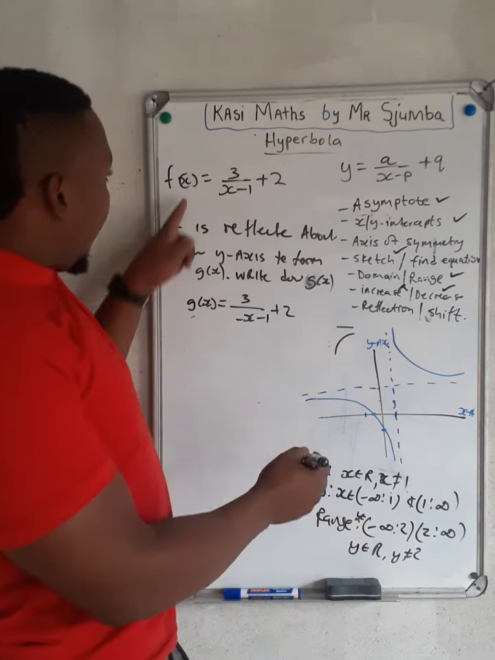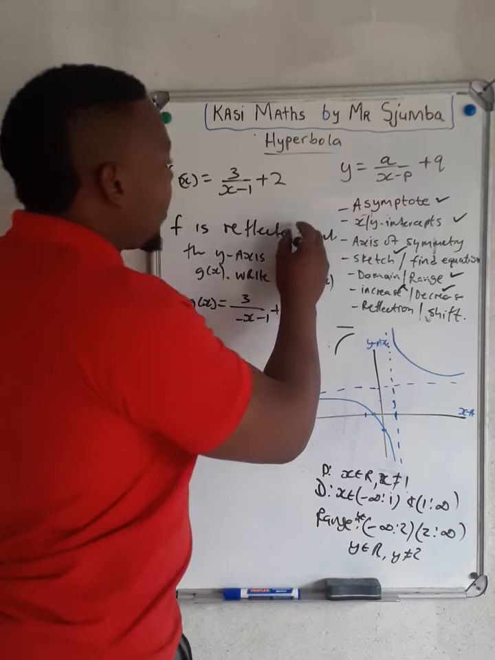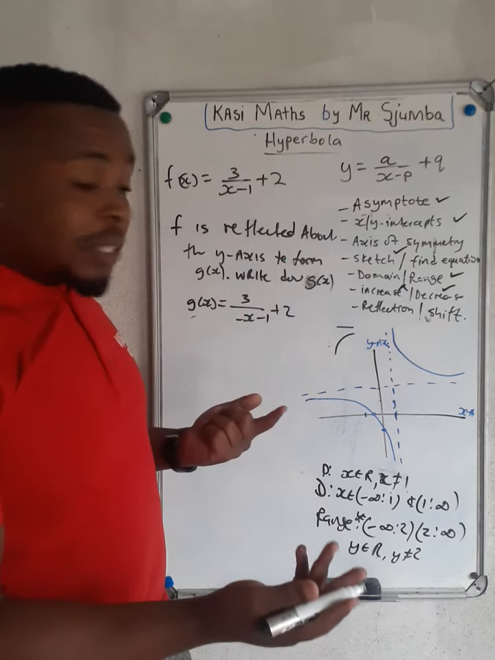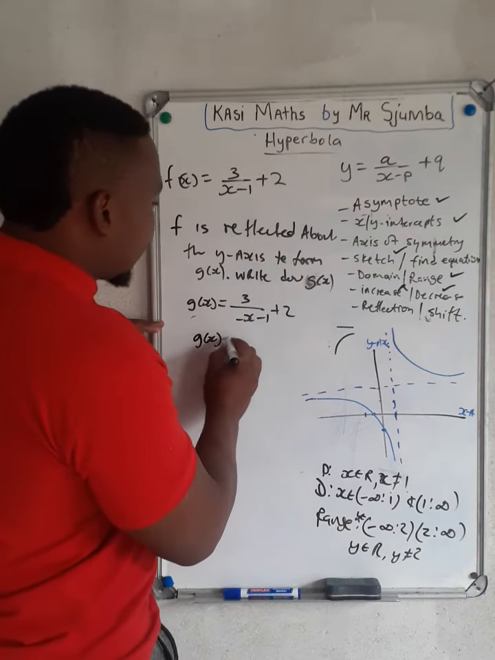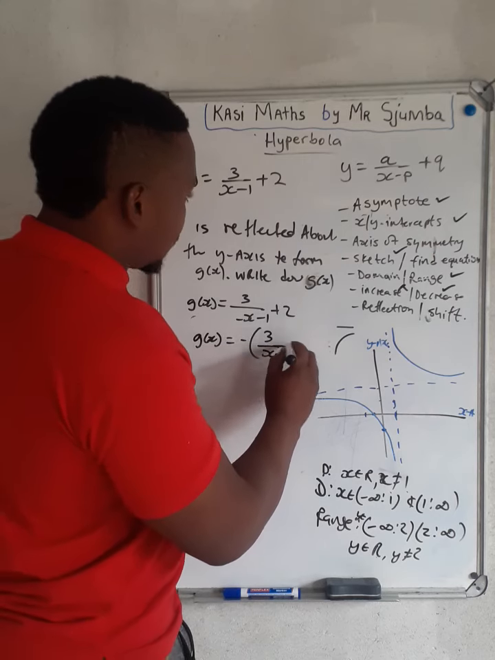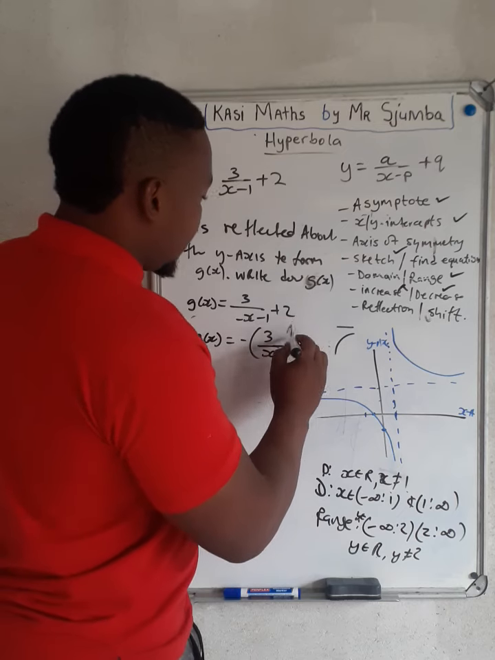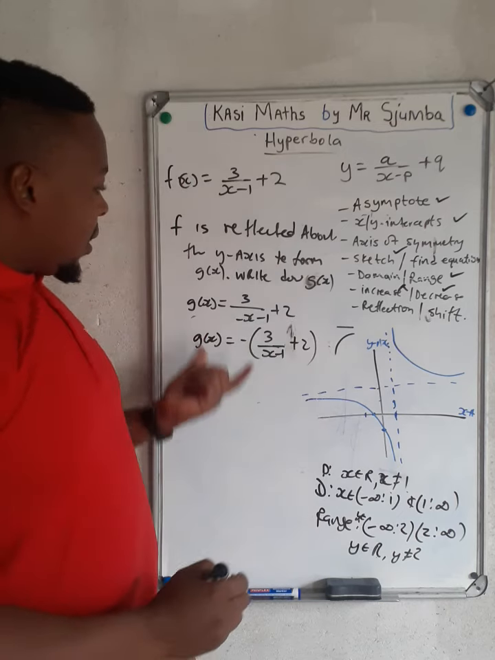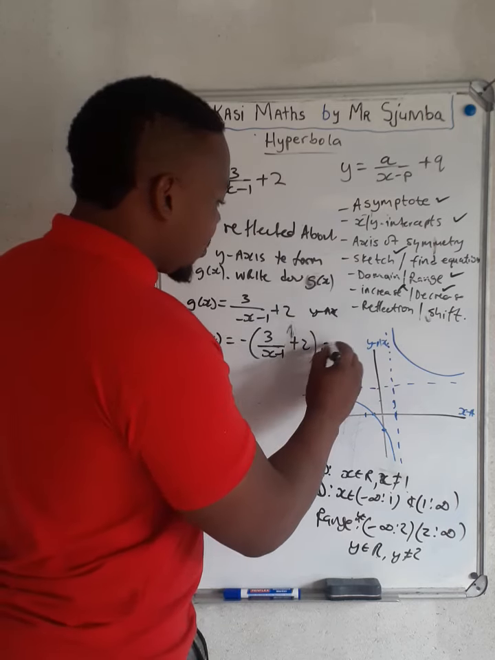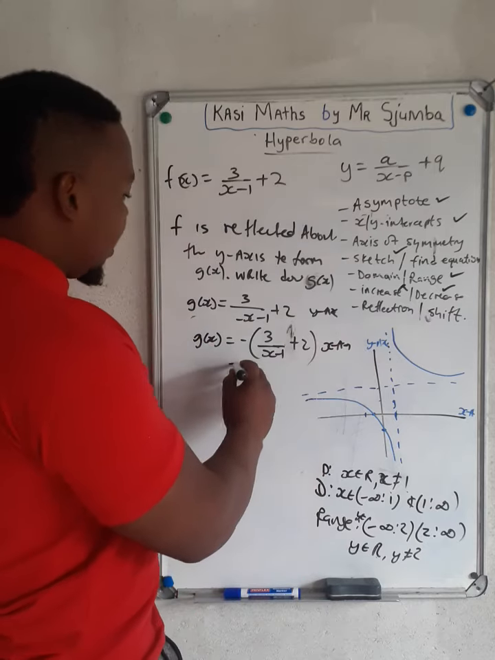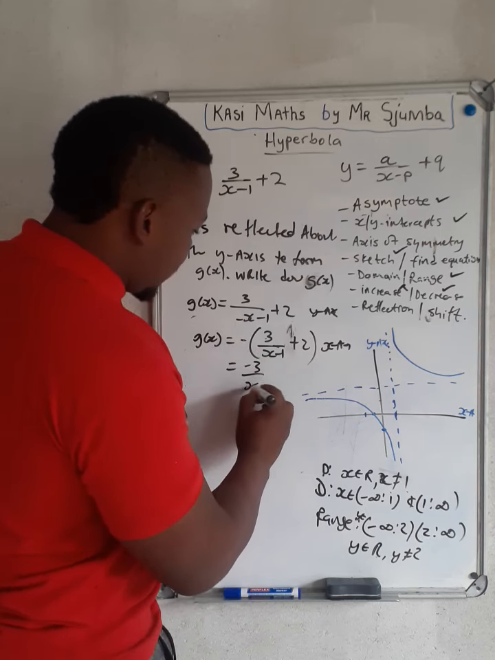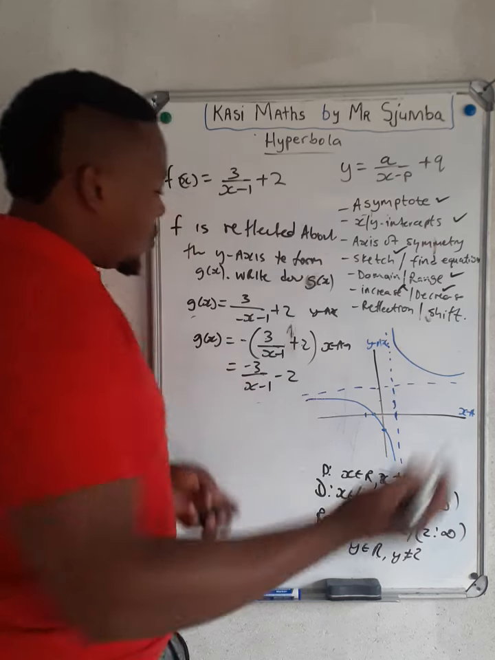But let's say f was reflected across the x-axis. Then g of x equals negative 3 over x minus 1, and then plus 2. Reflected across the y-axis, that is the answer. Reflected across the x-axis, that is the answer. Let's simplify this: minus 3 over x minus 1, plus 2.